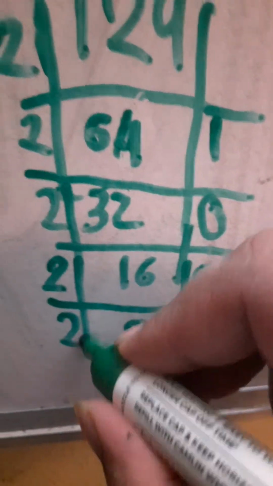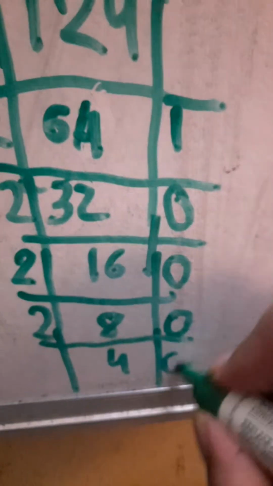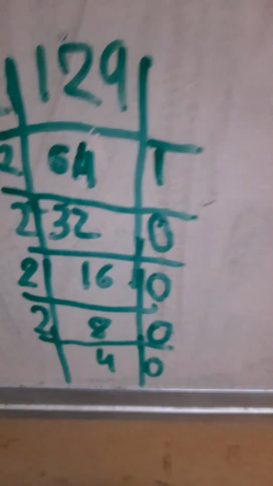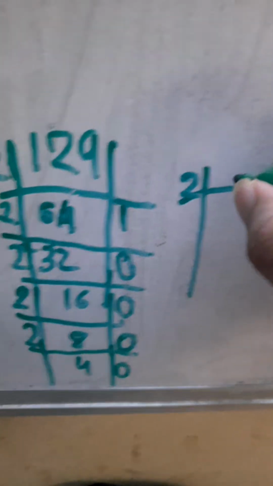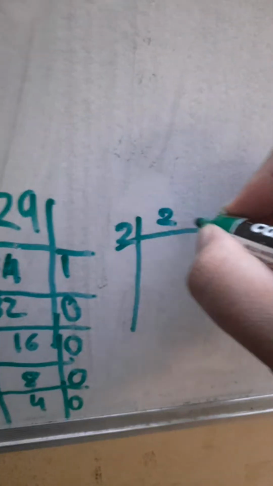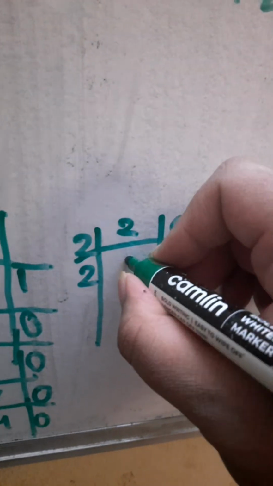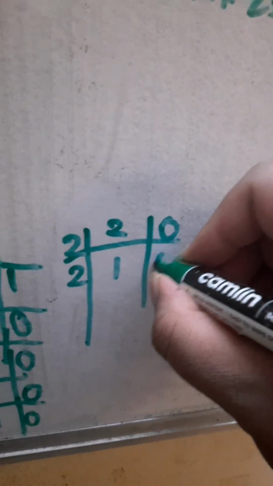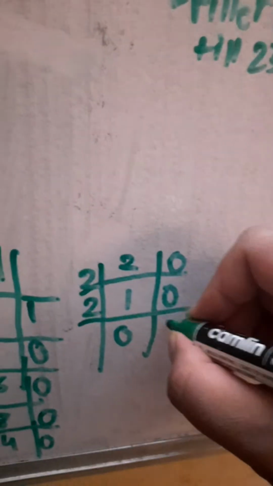Remainder 0. 2 4s are 8, remainder 0. So now I have to continue here. 2 2s are 4, remainder 0. 2 1s are 2, remainder 0. 2 0s are 0, remainder 1.